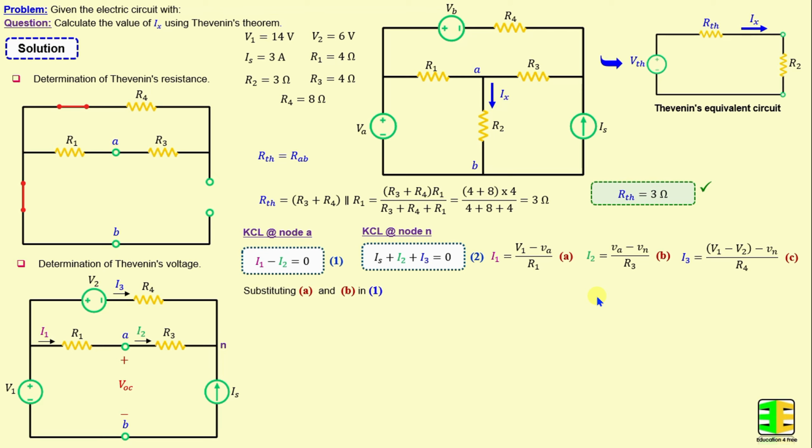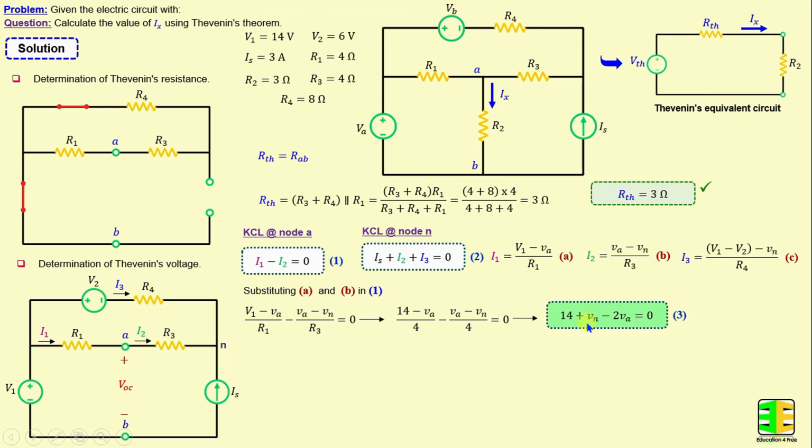Now, by substituting A and B in 1, we can write (V1 minus VA) over R1 minus (VA minus VN) over R3 is equal to 0. If we replace the voltages and the resistors with their numerical values and continue simplifying this equation, we obtain 14 plus VN minus 2 times VA is equal to 0. Now, by substituting B and C in 2, we can write 3 plus (VA minus VN) over R3 plus (V1 minus V2 minus VN) over R4 is equal to 0.